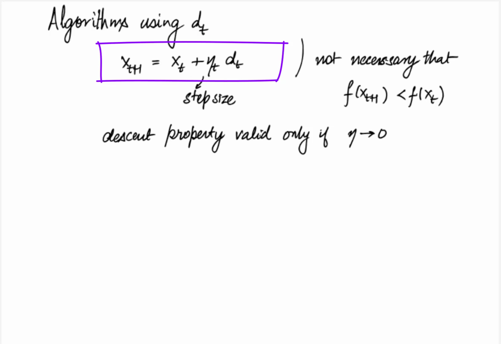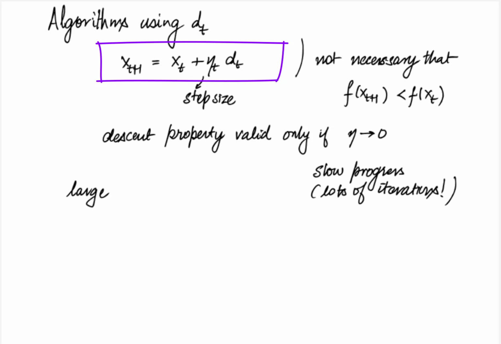In practice, however, we cannot do that. The step size cannot be very small, or else there will be hardly any progress in a single iteration, and therefore you would be needing lots of iterations. So instead, we take a larger step size. But if we do that, even if we are going in the descent direction, the step size could be too large. That is, I might end up increasing the function value.